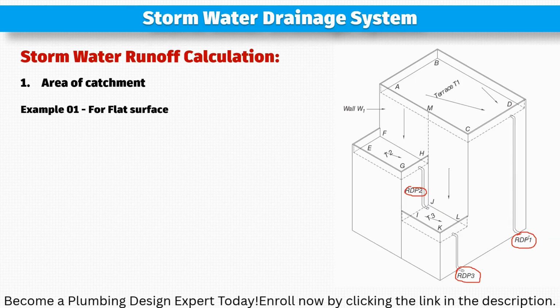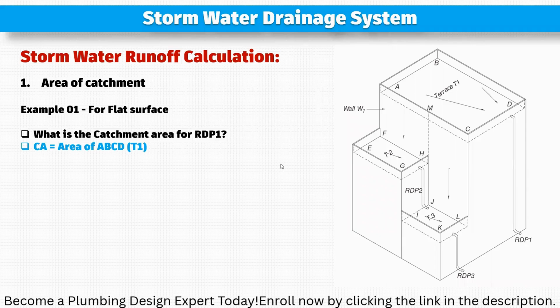So for RDP1, what will be the catchment area? This RDP1 has the water flow from this roof only, that is terrace 1. So terrace 1 has the catchment area. CA stands for the catchment area. So the catchment area for RDP1 will be equal to the area of ABCD. And now there is no adjoining wall over here.